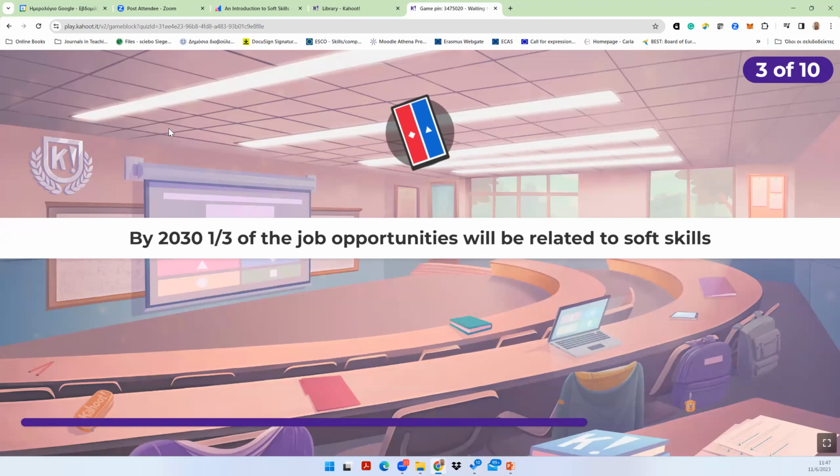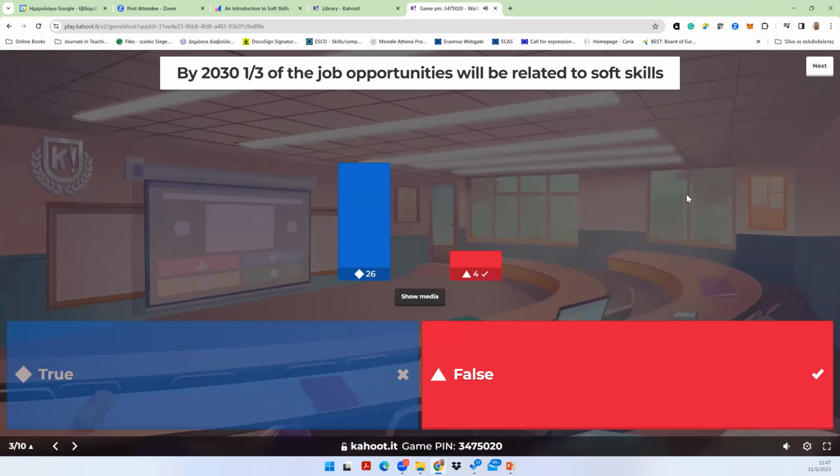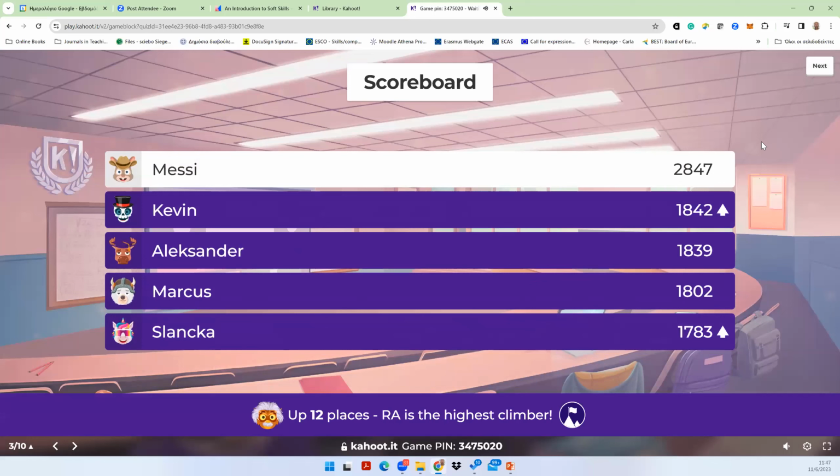By 2030, one third of the job opportunities will be related to soft skills. I have presented to you how important they are. So the answer here is easy. Correct. So let's see Messi, Alexander, Kevin.